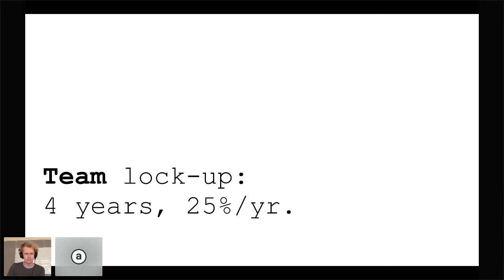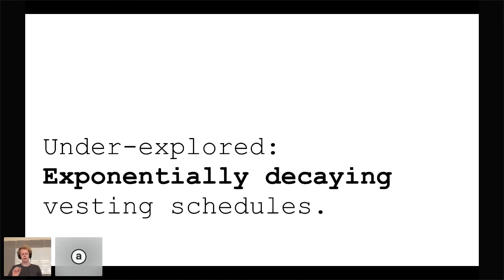37.5% of the tokens, something like this. One underexplored, but I think potentially very, very sensible incentive mechanism you can look at is exponentially decaying vesting schedules.